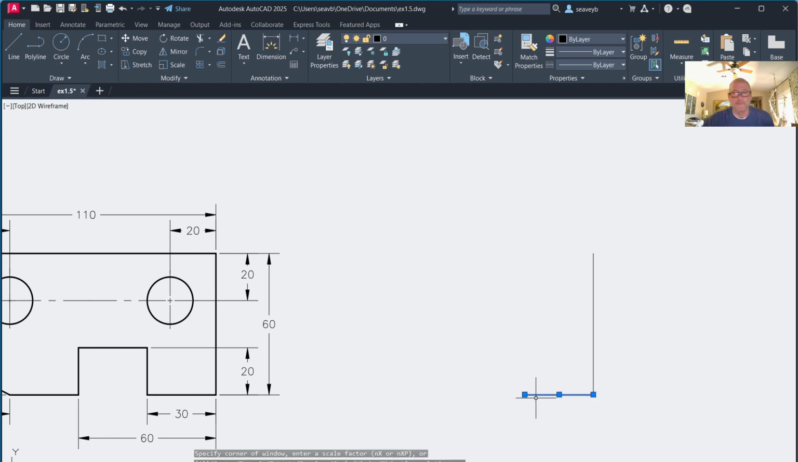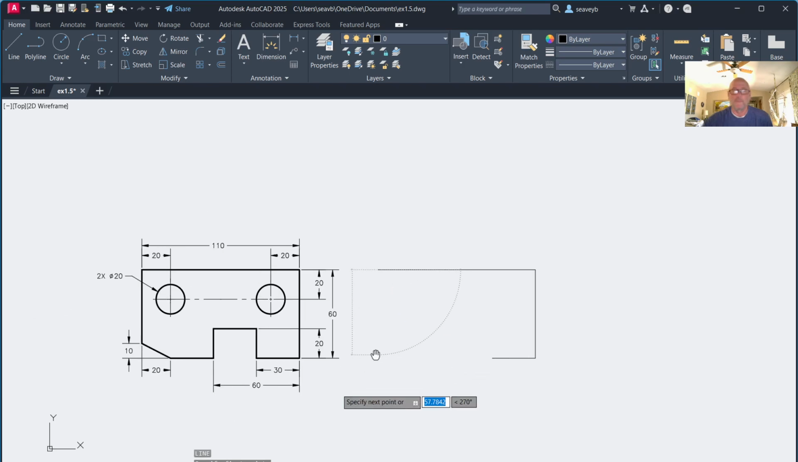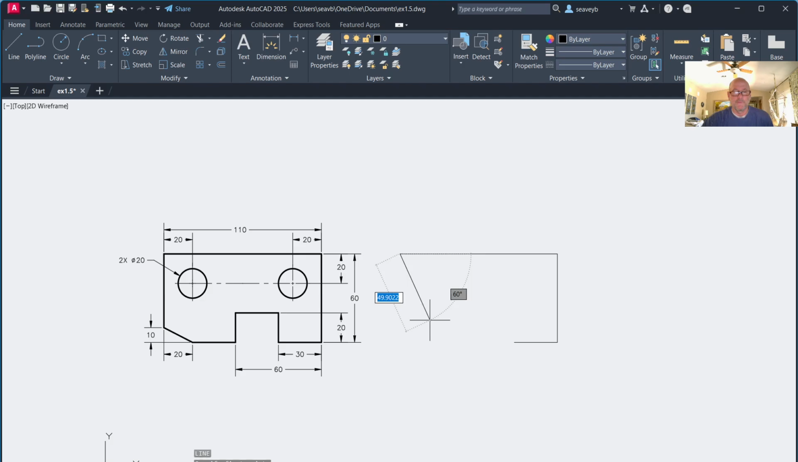So now I have a 30 millimeter line. AutoCAD doesn't think it's millimeters yet, but it doesn't matter. And a 60 millimeter line. So another line to start. And this one's going 110 this way. And then down, well, 10 less than 60, so 50. There we go.